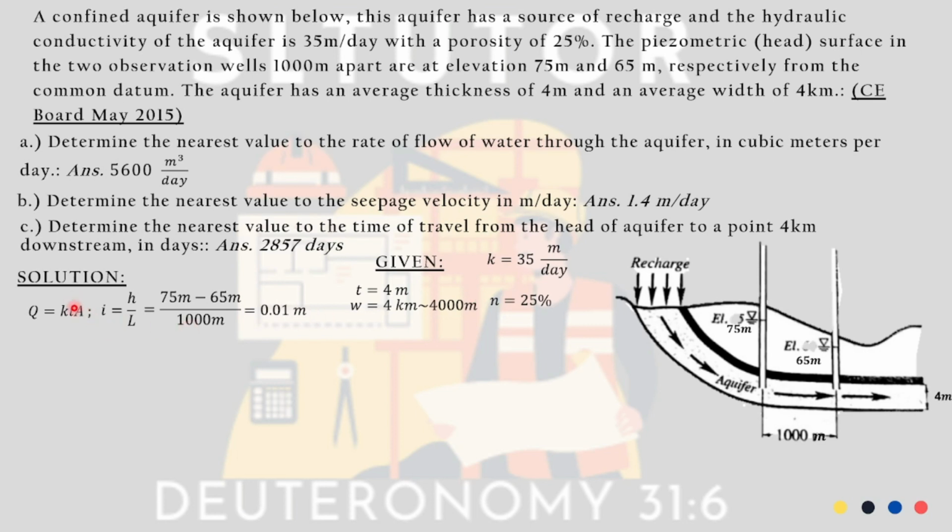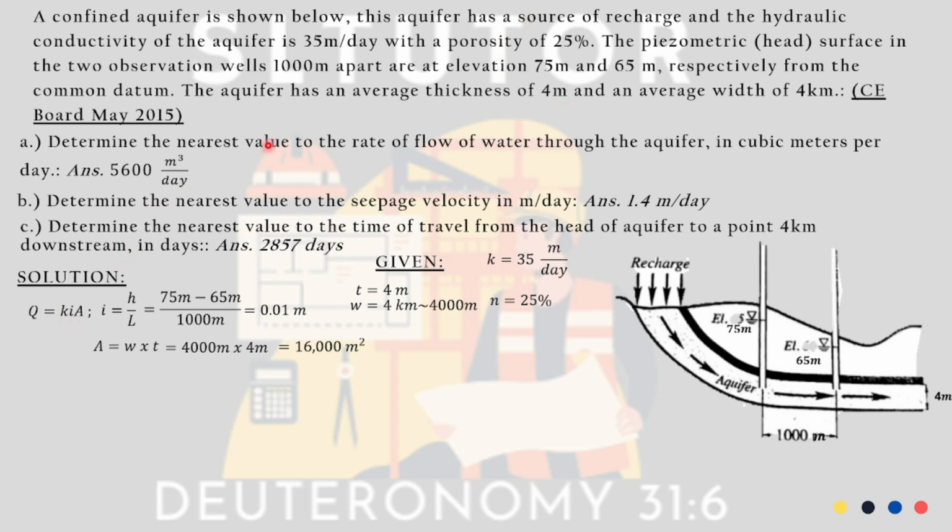Ito naman, area. Ano po ba yung area nito? Saan ba tayo kukuha ng area dito? Area is simply just width times thickness. Ano po ba yung width? Di ba po ang width natin is 4 kilometers. Kinonvert natin sa meters, kaya naging 4,000 meters. Yung thickness naman natin, 4 meters. So, 4,000 times 4, we can get 16,000 square meters. And that is the area.